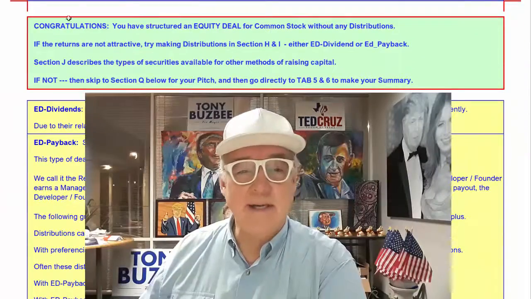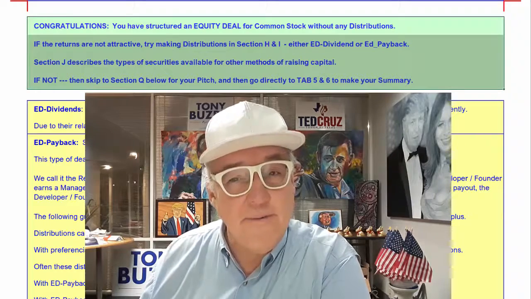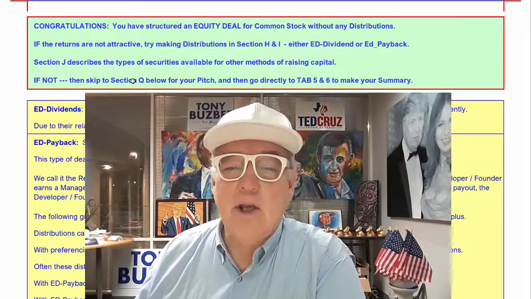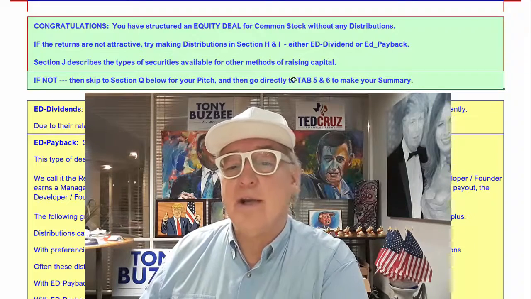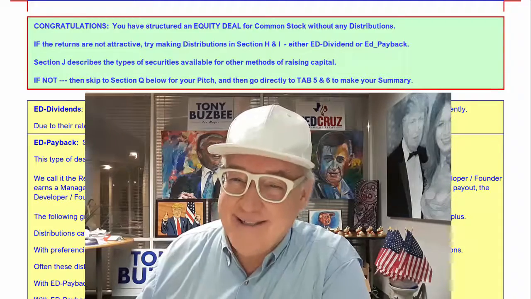All right, now I just got to tell you that if you get through this first section, you don't have to go any further if you like the returns. You can go straight on and do your tab Q or your section Q and do your pitch, and then you go directly to tab 5 and 6 and make your summary. But I have a feeling that you're going to want to see how this works.